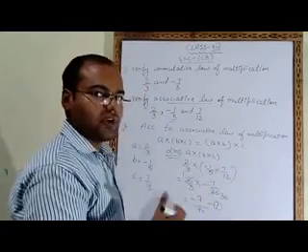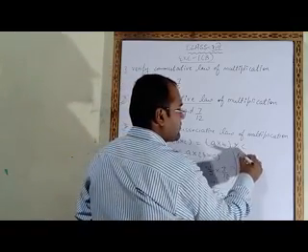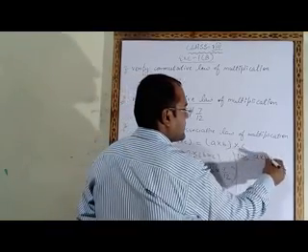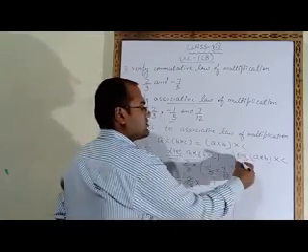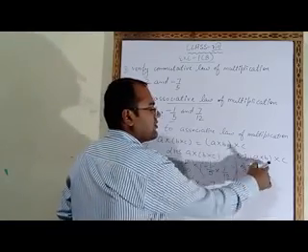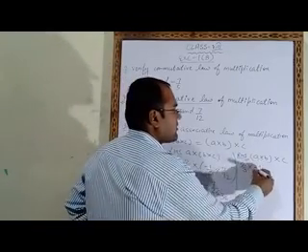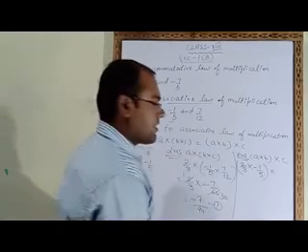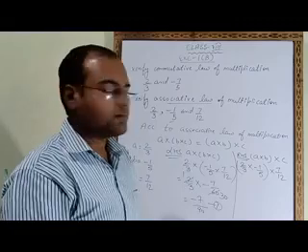Now what we will do? We will take RHS, right hand side. Now we will solve right hand side. Right hand side is A into B into C. A value is 2 upon 3 into B. B value is minus 1 upon 5 into C. C value is 7 upon 12.